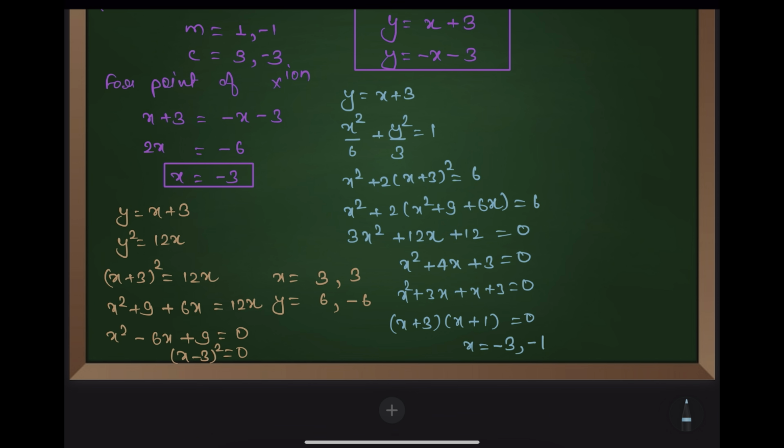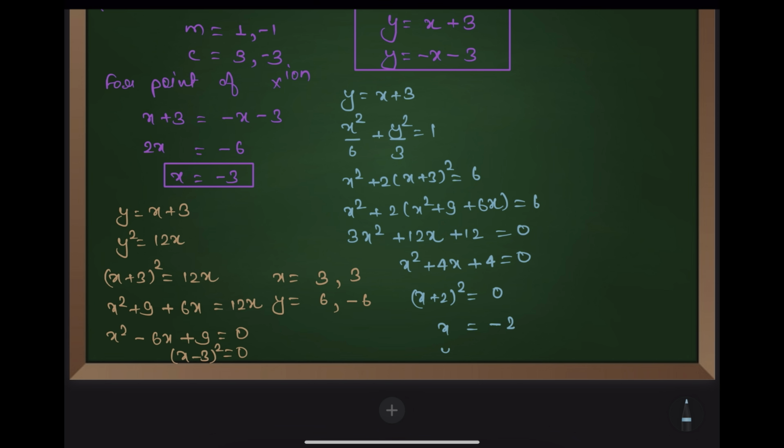Did I make any mistake? 9 twos are 18. Wait a moment. 2y square, x plus 3 whole square. Correct. Wait. It should be 4 now. I wrote 3. Okay. Now look at this. So it is x plus 2 whole square equals 0. So x equals, we got minus 2.